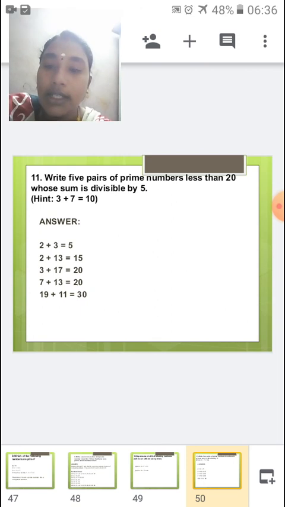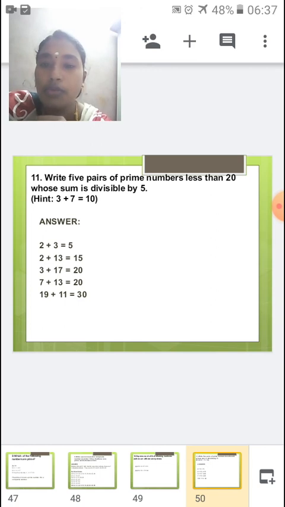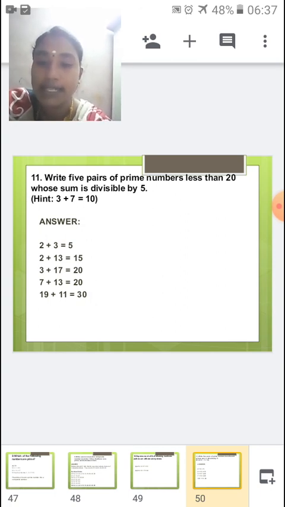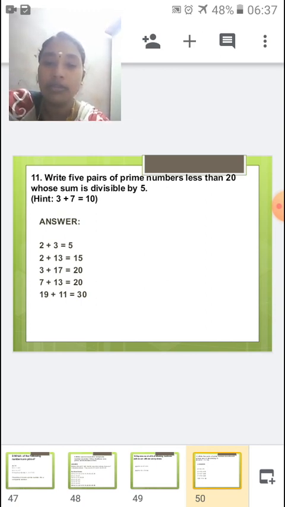And next we have 2 plus 13. So 13 plus 2 will give you 15. So 15 is also divisible by 5. 5 3s are 15. So 3 plus 17 will give you 20. 20 is again divisible by 5. 4 5s are 20. Again we have 7 plus 13, which will give you 20, which is again divisible by 5. 4 5s are 20. 19 plus 11 will give you 30, and 30 is also divisible by 5.